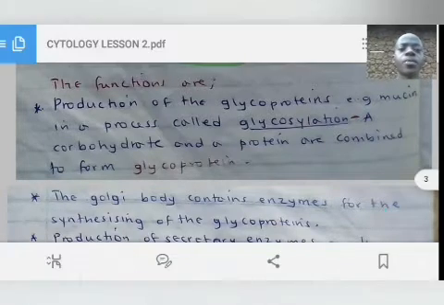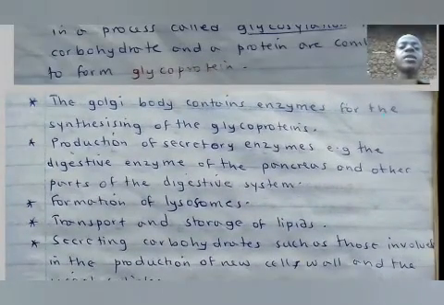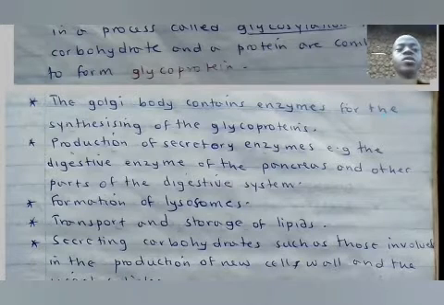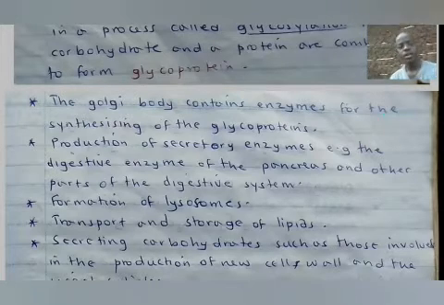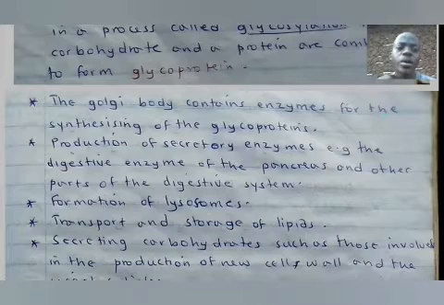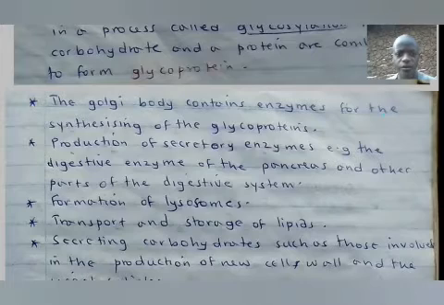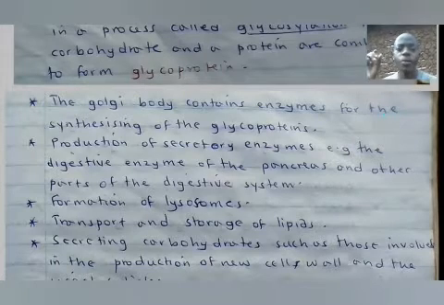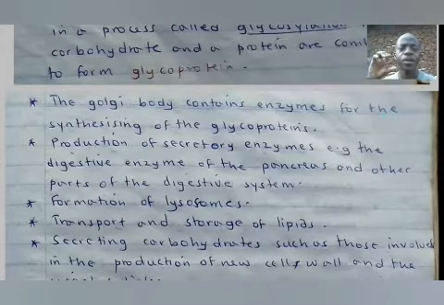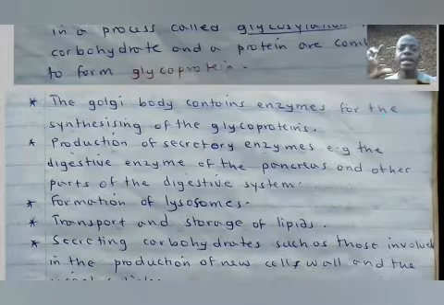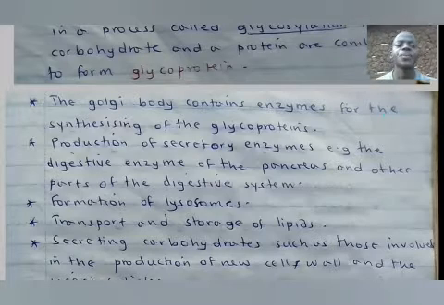The Golgi body contains enzymes for synthesizing the glycoproteins, so its major function is to manufacture the glycoprotein. Also we have production of secretory enzymes, e.g. the digestive enzymes of the pancreas and other parts of the digestive system. So we have production of those enzymes that produce secretions, e.g. the digestive enzymes of the pancreas and other parts of the digestive system.